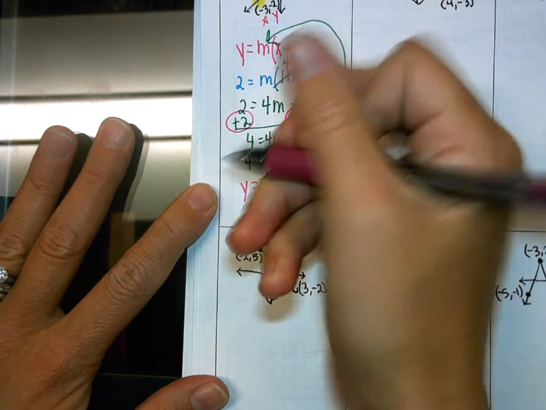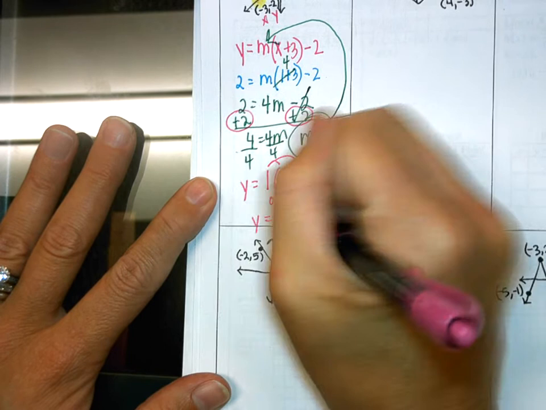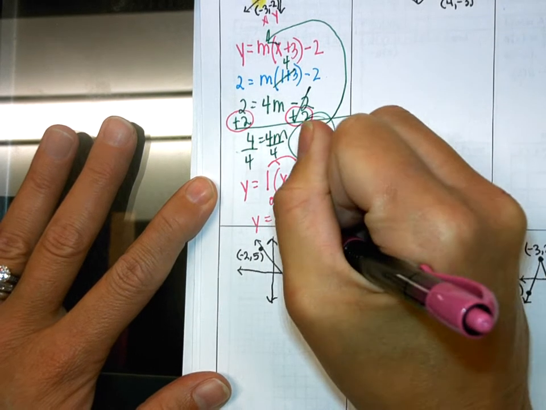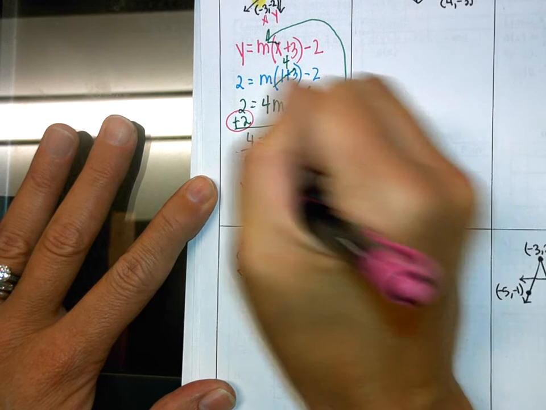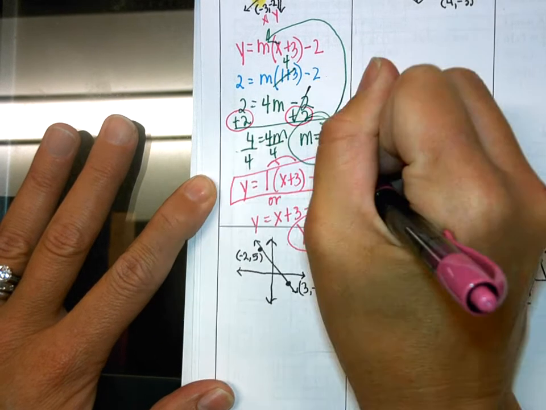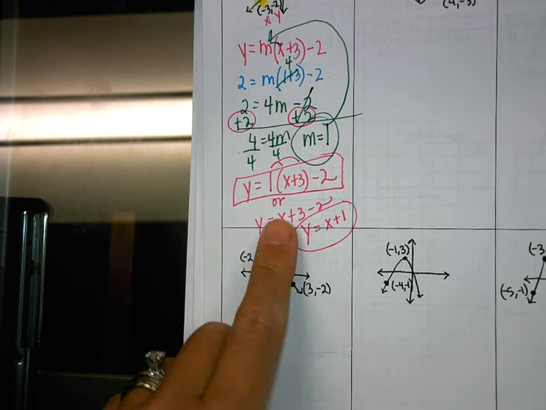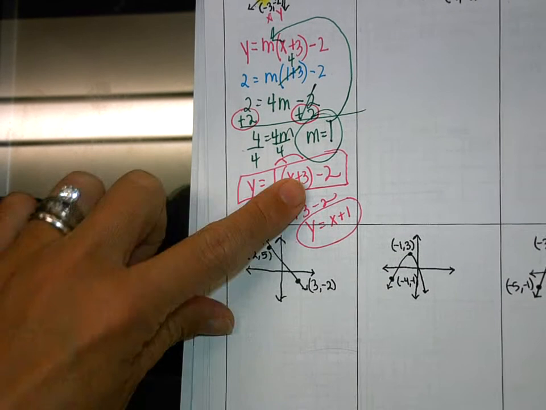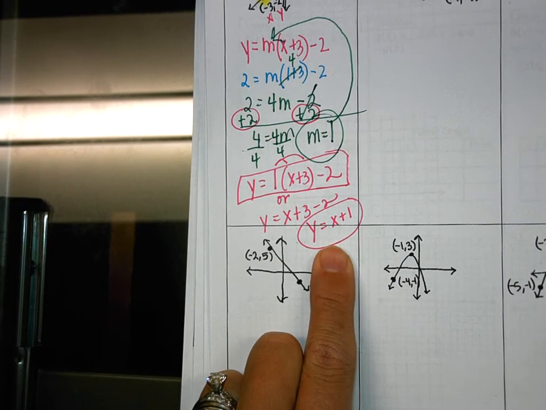Yes, or we could distribute that 1 through, and we could go y equals 1x plus 3 minus 2, which would actually give us y equals x plus 1. So this equation and this equation are both the same. They're just in different forms. This one is just simplified. For your homework, though, just leave it like this. That's totally fine. Okay? Did I confuse anybody?